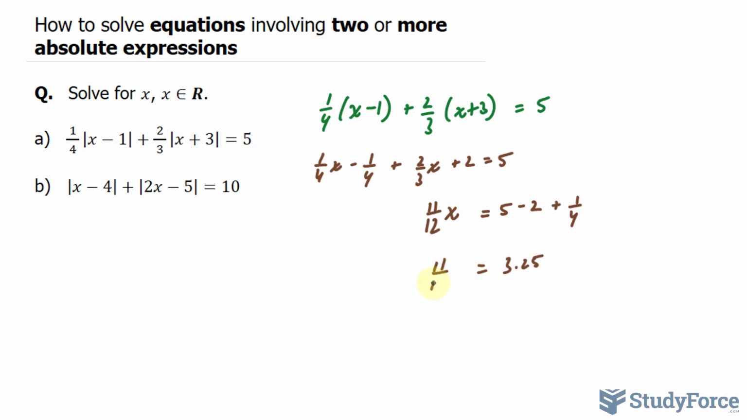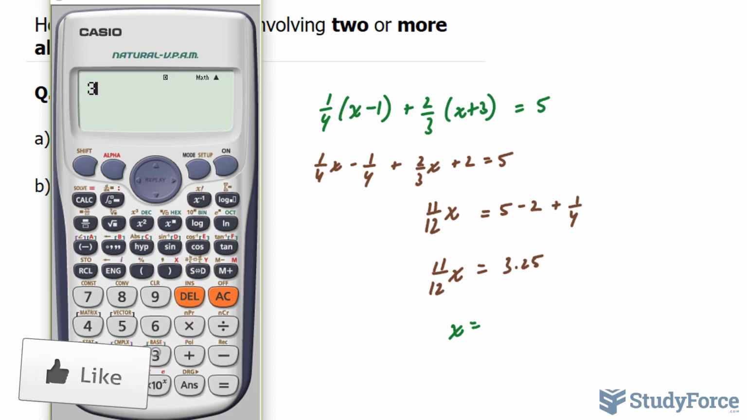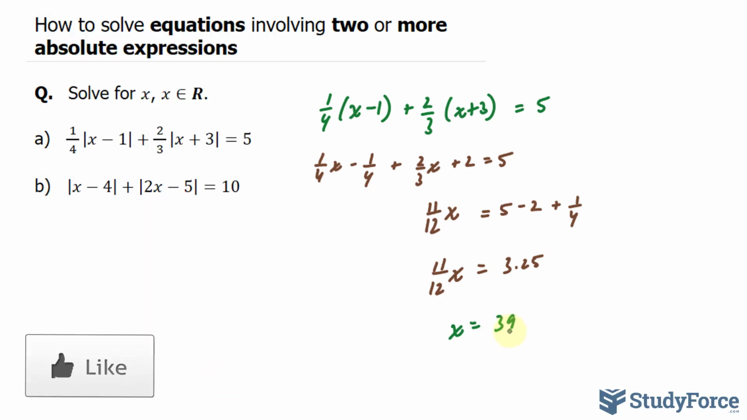3.25. 11 over 12x. And I'll divide both sides by 11 over 12. And if I do that, I should end up with 3.25 divided by what was just on my screen, 39 over 11. X is equal to 39 over 11 is one possible solution. That's when both of these are positive. Let's see what happens when both of them are negative.